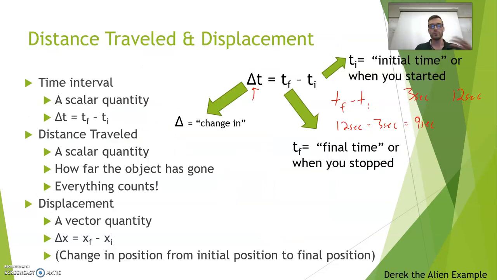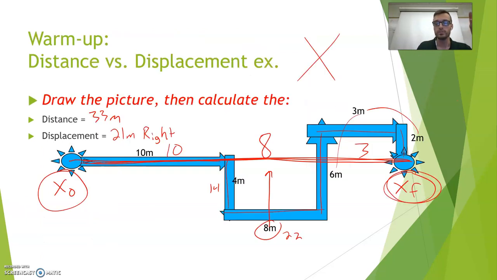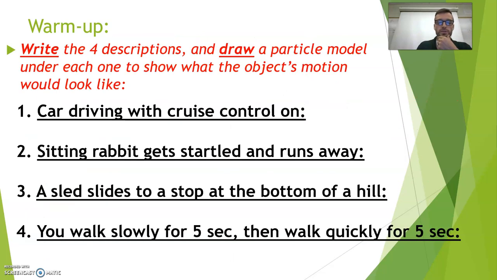So let's go back here and recap. The distance is how far you went. Every step counts. Displacement is a vector that tells you how far you ended up from where you started and in what direction. So that's why this one would be 21 meters to the right.